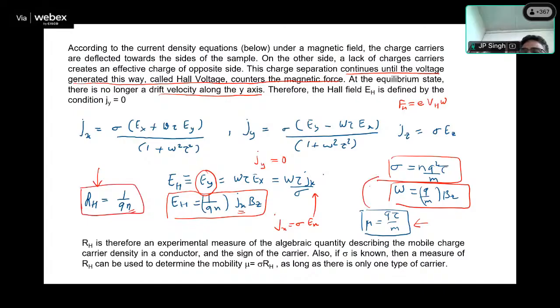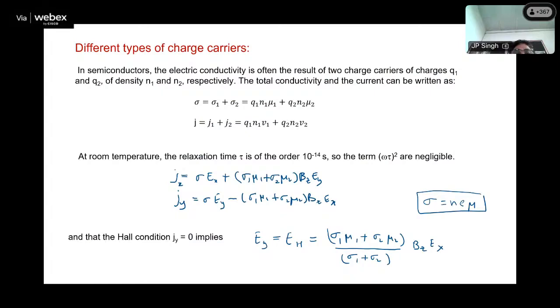If I just combine these two terms here, I can write down mobility also in terms of the Hall coefficient, which is conductivity times the Hall coefficient.